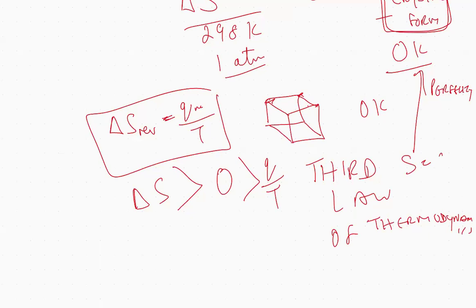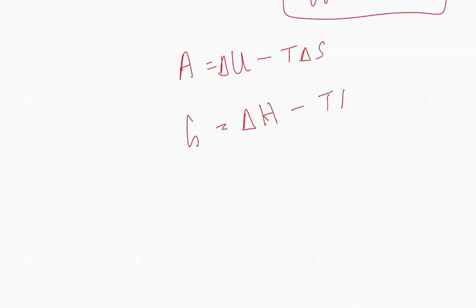Right? Now the other one is the Helmholtz equation, which is A, same as G. Here A is given in terms of internal energy, delta U, minus T delta S. In the Gibbs one you have delta H. Here the application is at constant temperature and volume. Here it is constant temperature and pressure. So this is Helmholtz.